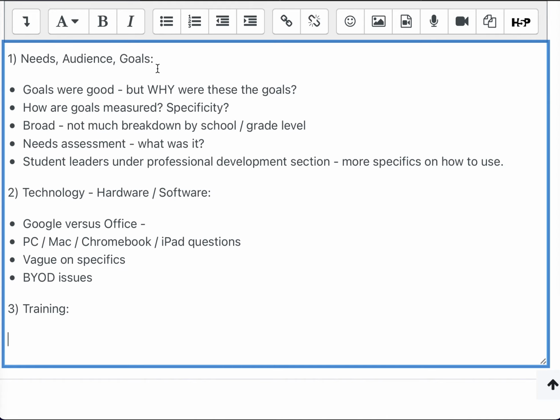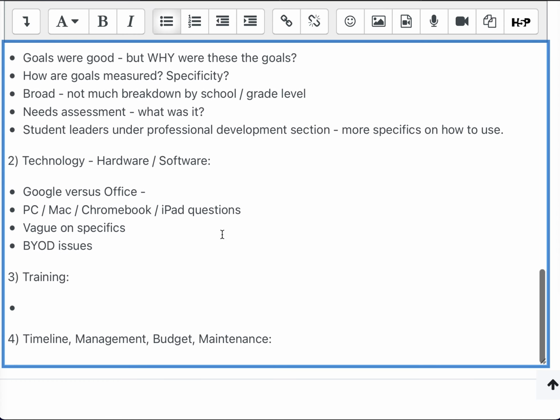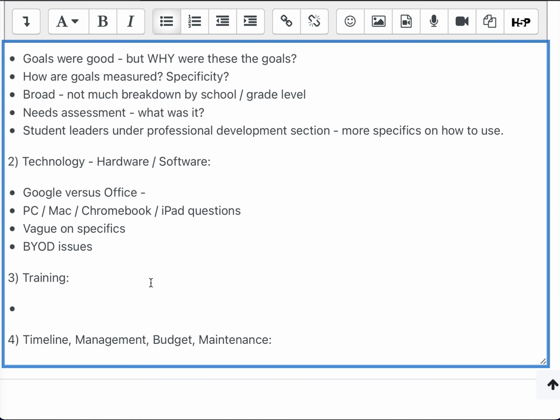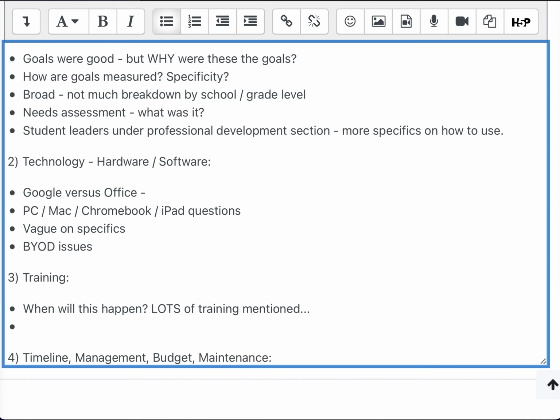How about the training piece? I think the most obvious question is when on earth are they going to find all the time to send everybody through all this training? Their principals, their curriculum directors, their teachers, like literally every single staff member was listed, and it is an overwhelming amount of training. Okay. Anyone want to pick up on that?